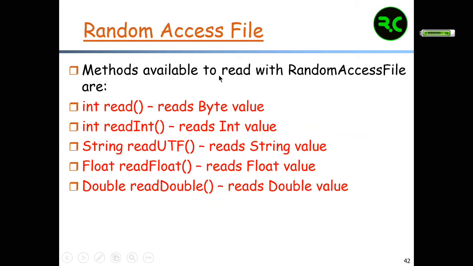The methods available to read with RandomAccessFile are int read, which is going to read the byte values, readInt, which is going to read the integer value, readUTF, which is going to read the string value, and readFloat and readDouble, which are the methods available for reading float and double values.